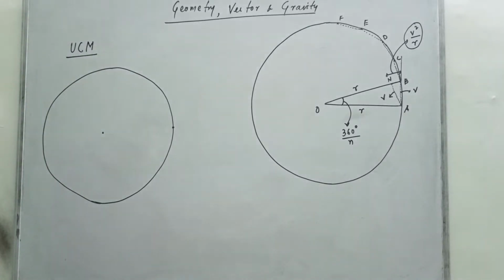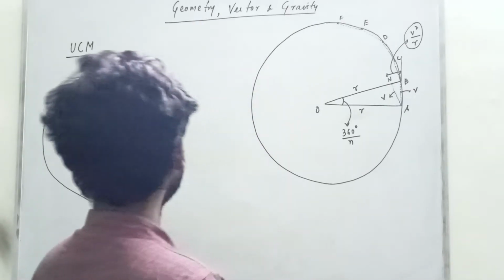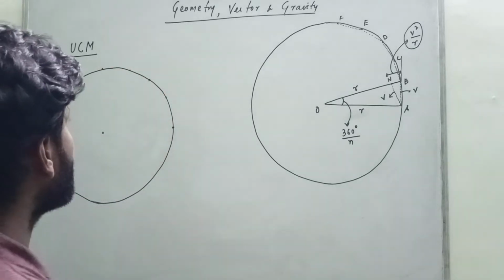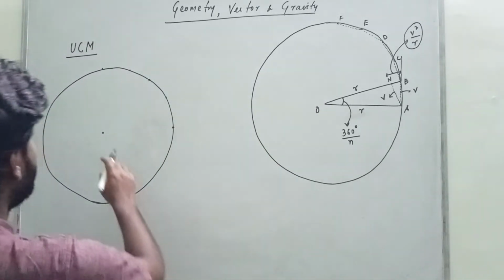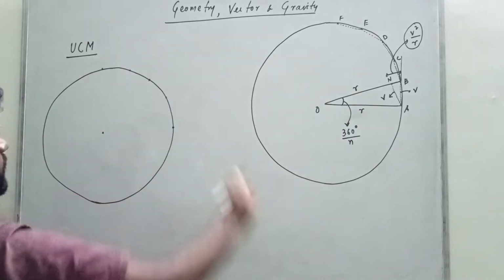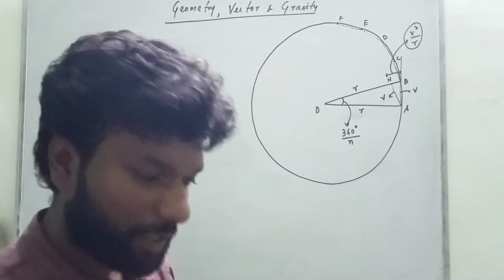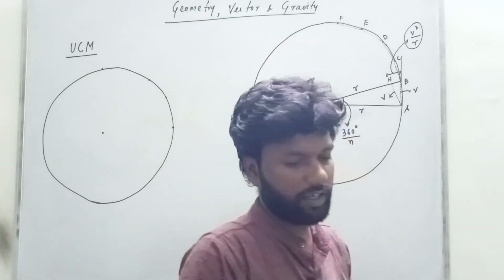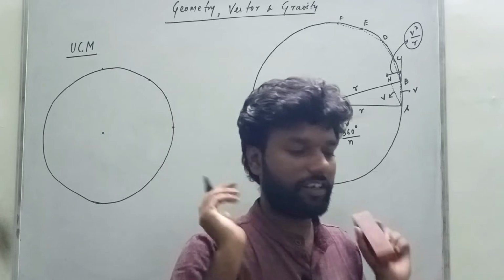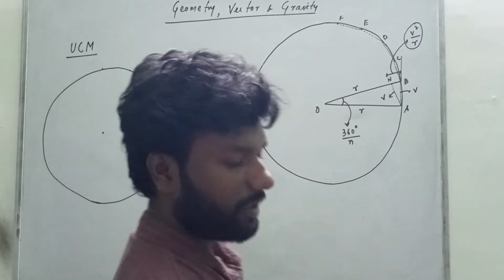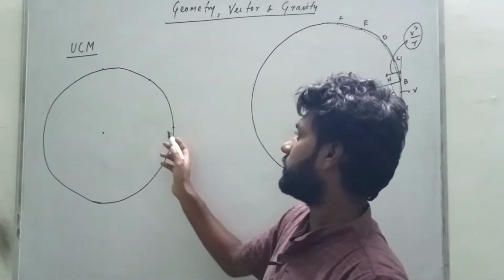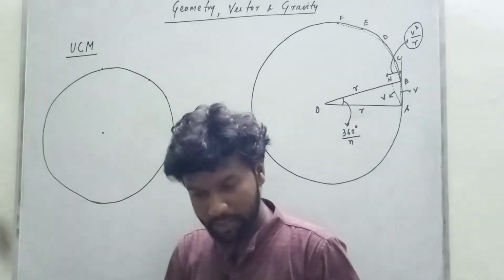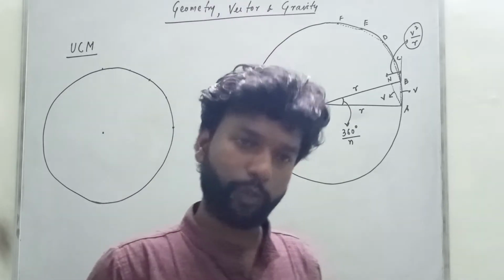And what is uniform circular motion? Uniform circular motion means if at each and every point of this circular path the particle goes with the same speed, then it is called uniform circular motion. Circular motion means an object or a particle traces a circular path, and uniform circular motion means the particle has the same speed at each and every point of this path.